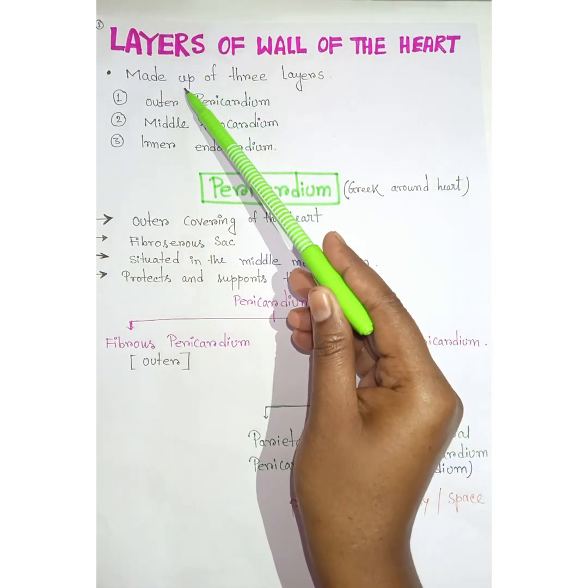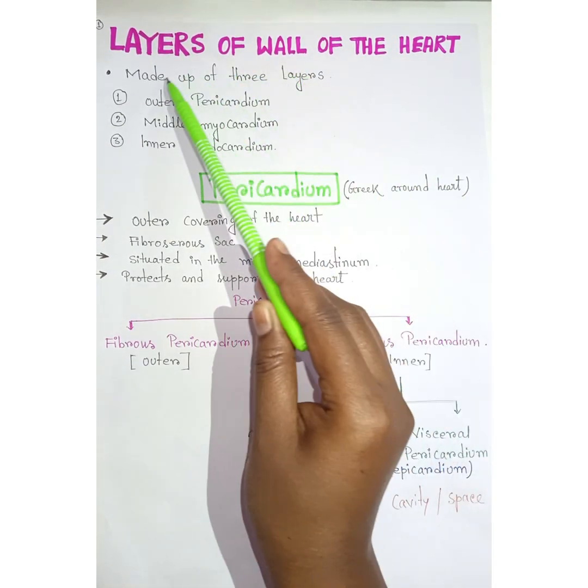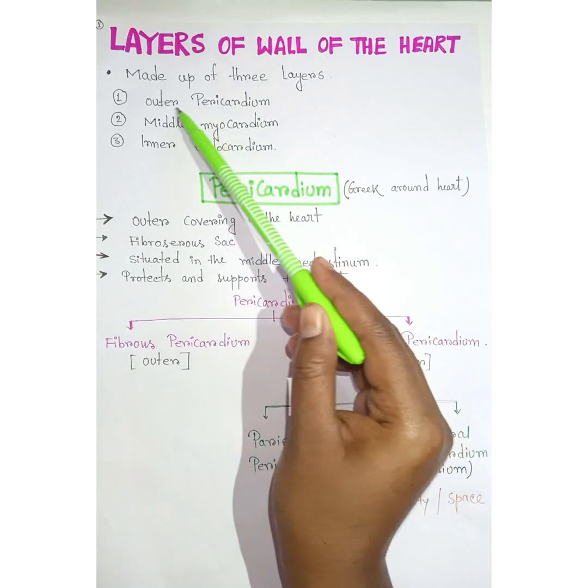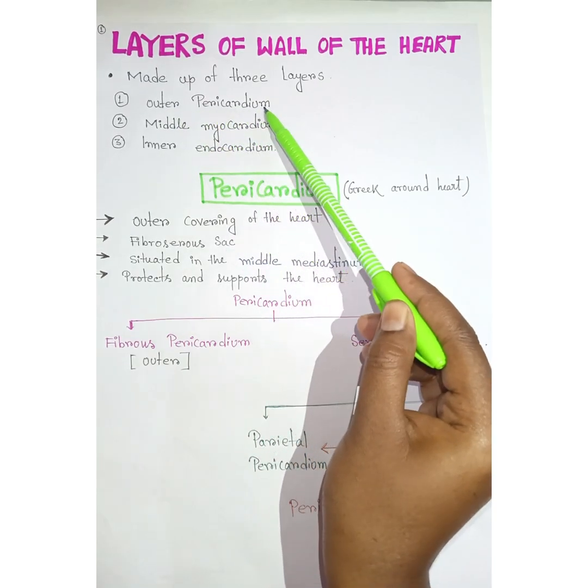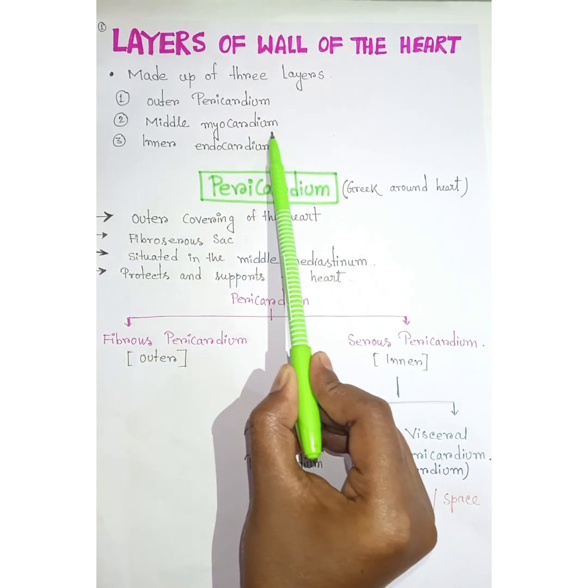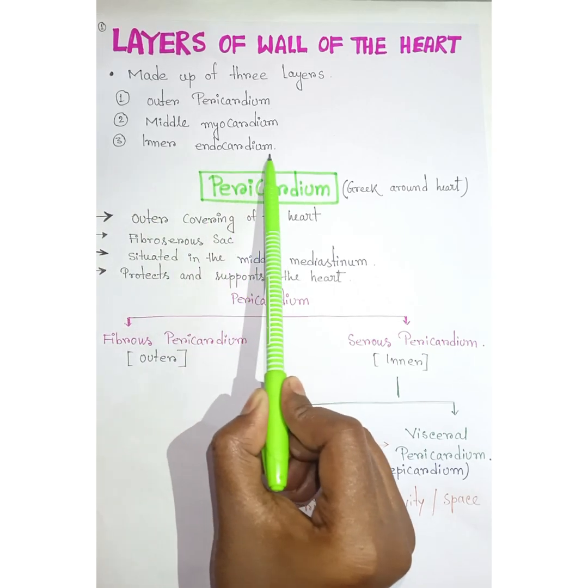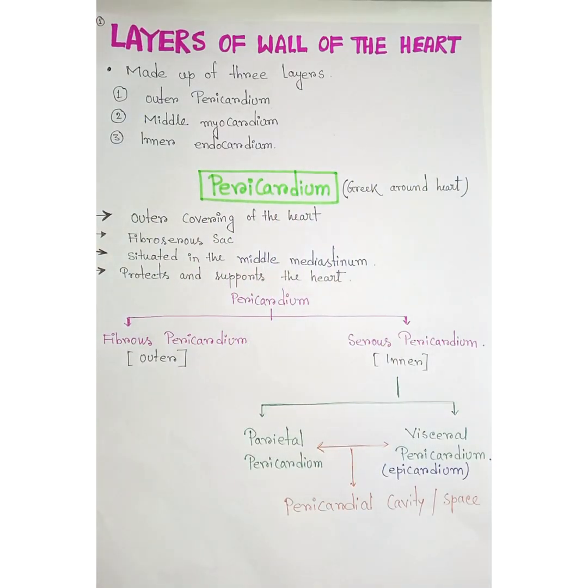The heart is made up of three layers. The outer layer is known as the pericardium, the middle layer is the myocardium, and the inner layer is the endocardium.